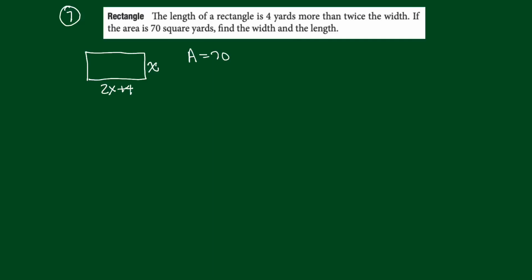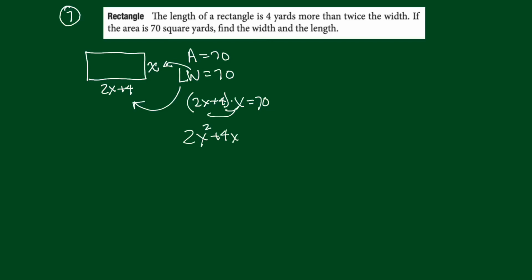How do we get the area of a rectangle? Well, the area of a rectangle, some formulas we just have to know. The length times the width, so that's 70. And in our problem, here's the length, here's the width. So for us, the length is 2x plus 4 times the width, which is x, and that's 70. Let's multiply through. So we'll get 2x squared plus 4x equals 70. Our old friendly quadratic equation.